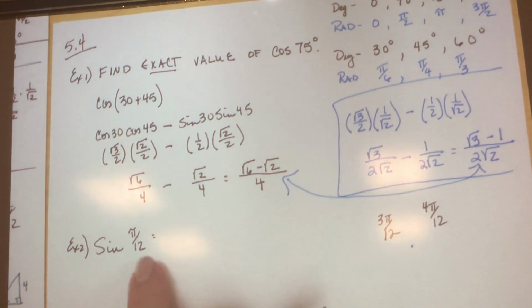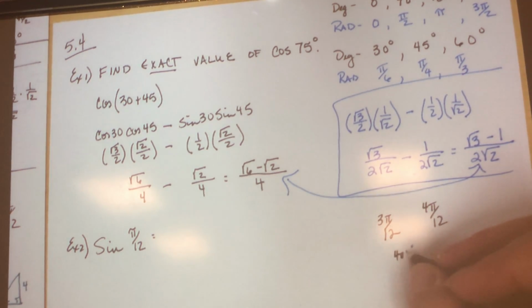Do those subtract to give you 1 pi? Yeah, we just flip them around. Do you agree with that? I can say 4 pi over 12 minus 3 pi over 12, and that will give me 1 pi over 12.